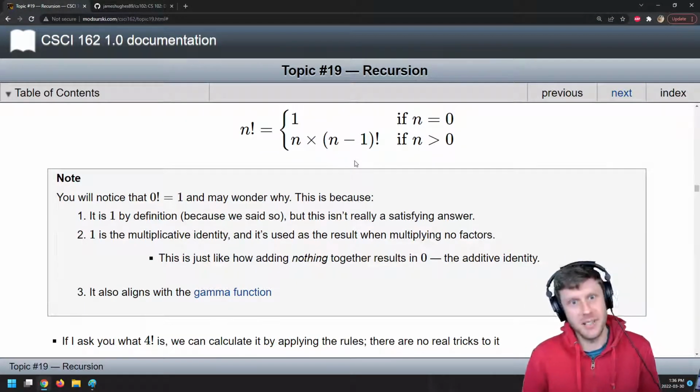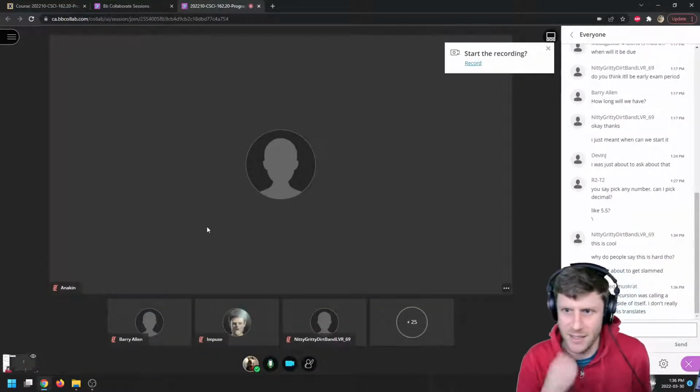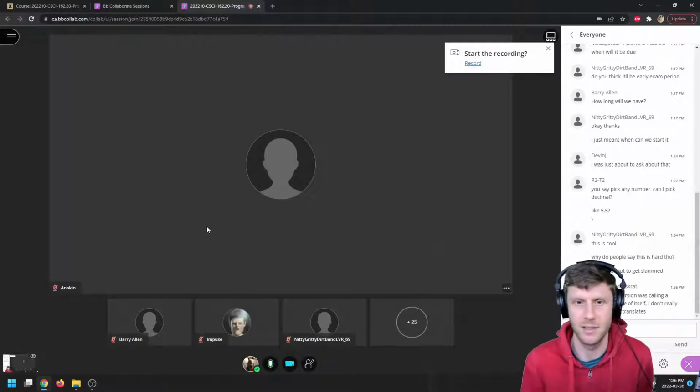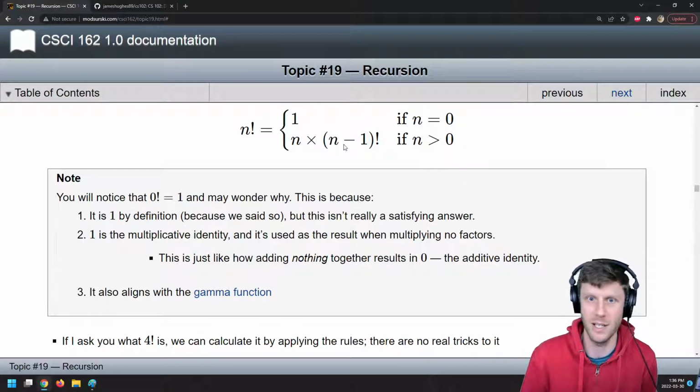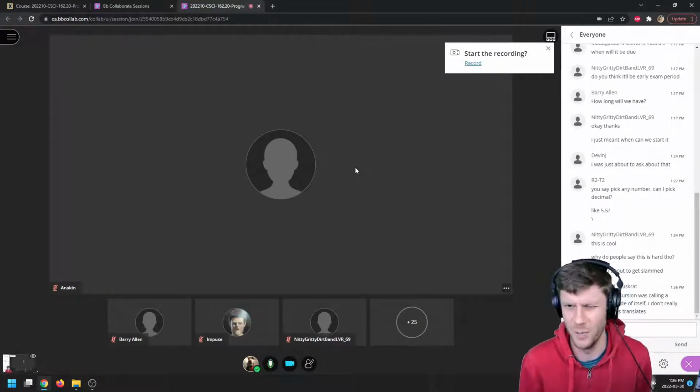Okay, so you'll notice that 0 factorial equals 1, and maybe you're wondering why, because that doesn't really make sense. I thought recursion was calling a function inside of itself. I don't really see how this translates. It's right here. N factorial is n times n minus 1 factorial. The factorial is defined inside of itself. Right there. Hopefully that helps.